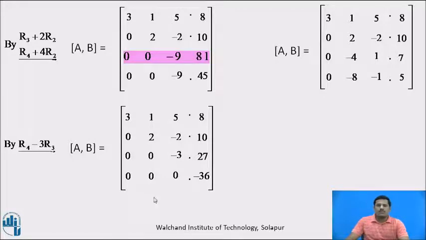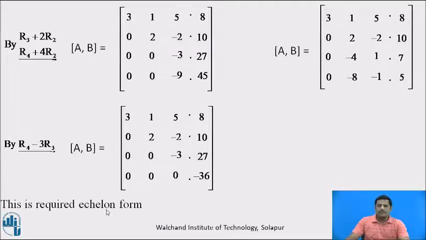Now, all the diagonals are finished from the coefficient matrix A. It means that this is the required echelon form of the augmented matrix AB. Now we have to calculate the rank of the augmented matrix AB and the rank of the coefficient matrix A.